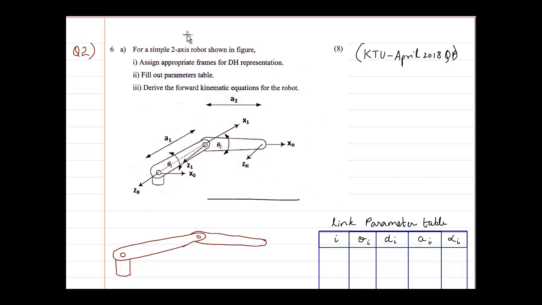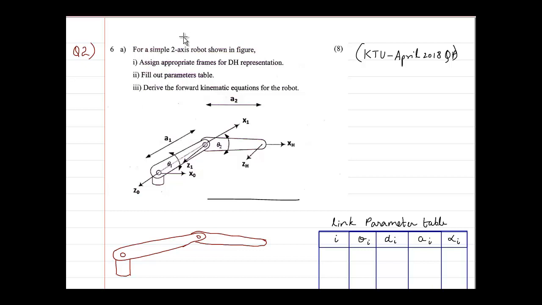Hello, let's have a look at how a university question in the DH convention generally is asked. Here we have a question from Kerala Technological University, KTU. It's an April 2018 question paper. The sixth question, having 8 marks, part A.